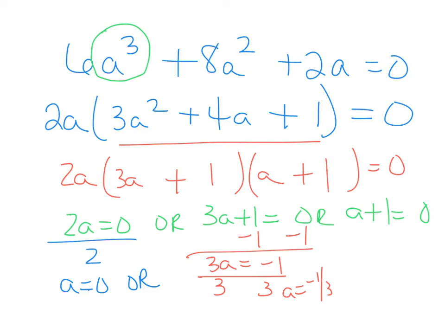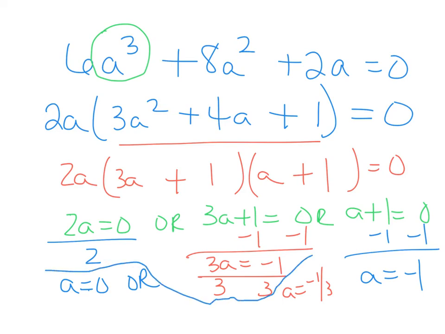All right. And then last but not least, over here, if I subtract 1 from both sides, I get a is negative 1. So my three answers are a is 0, or a is negative 1/3, or a is negative 1. Now, I know that's kind of sloppy, but you really should circle your answers because there's so much work now, it's hard to find your answers if you don't.